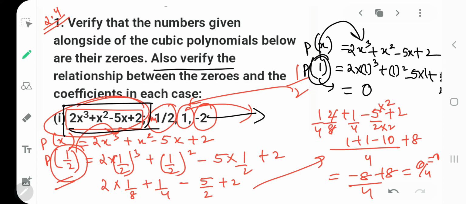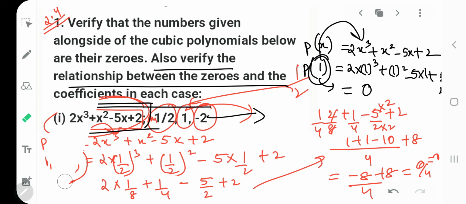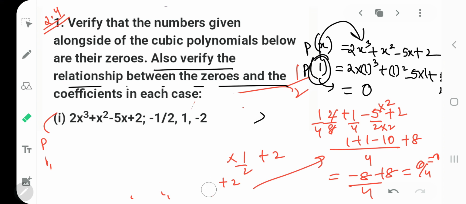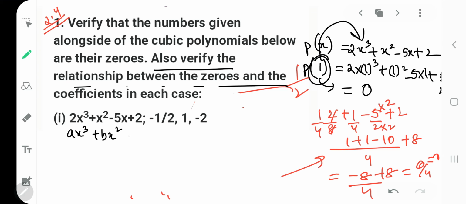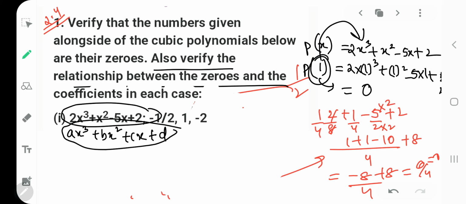Yes, next in that we have also to verify the relationship between zeros and the coefficients. Now my dear kids, if you remember, we have a standard form of writing the equation, that is ax cube plus bx square plus cx plus d. If I compare my given equation with this standard form, I'll get the value of a as 2, b as 1, c as minus 5 and d as 2. Got my point?